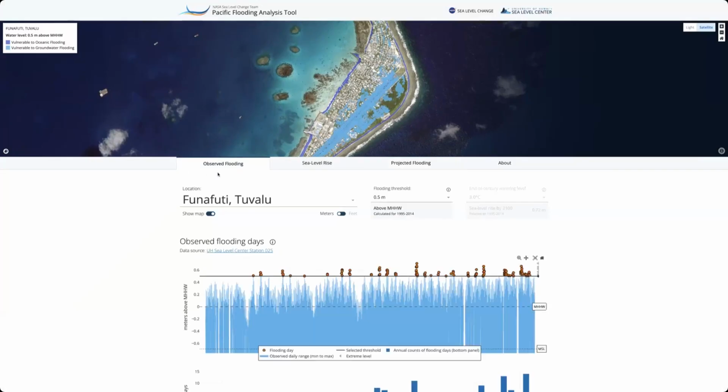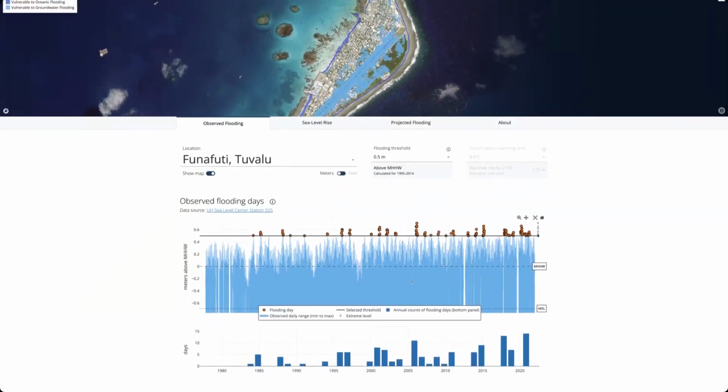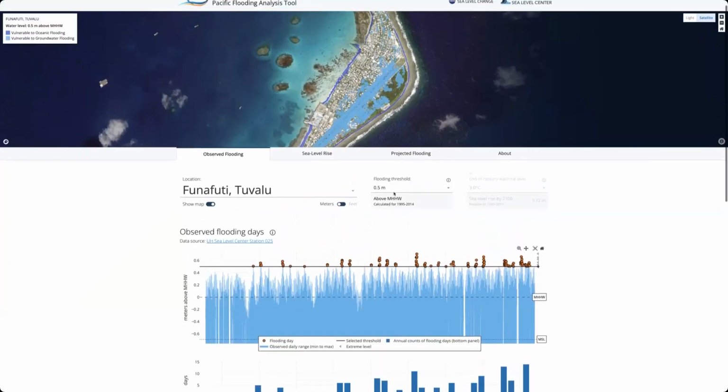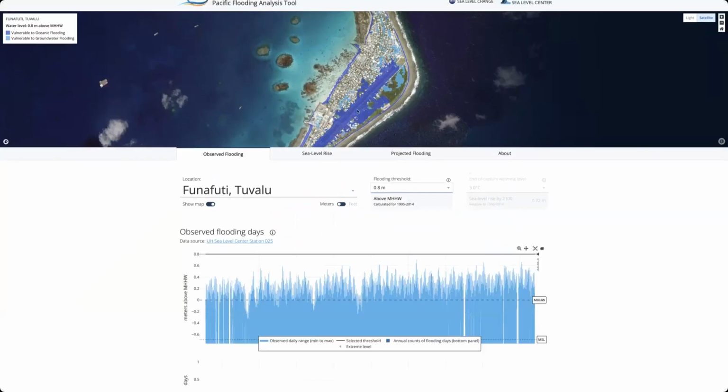It's clearly labeled here at the top, where you can go and see the flooding threshold. This is the water level data. You can select your flooding threshold here. There's a variety of options from 0 to 2 meters above average high tide, or that MHHW, mean higher high water. So you can choose different thresholds there. And as you choose different thresholds, the amount of flooding will change, right? And so when we get to 0.8 meters, now the runway is not just vulnerable to groundwater flooding, it's vulnerable to oceanic flooding. So you can see how the map changes as you choose different thresholds.